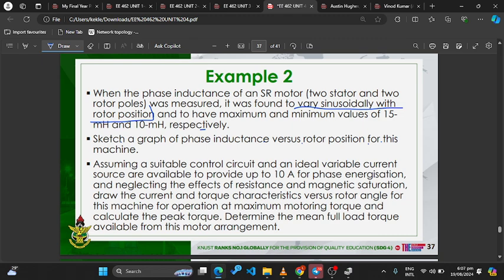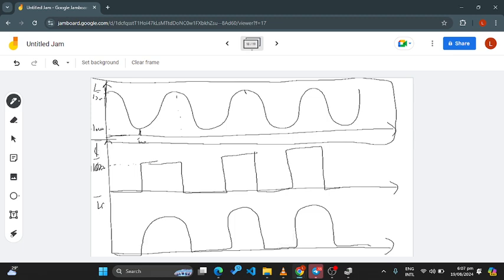Then, neglecting the effect of resistance and magnetic saturation, draw the current and torque characteristics versus rotor angle for the machine for operation at maximum motoring torque. Okay, so now it says I should draw the torque and the current characteristics with respect to rotor angle. I've already done that, which is this guy and this guy. Remember this place is also on 90 or pi on 2.